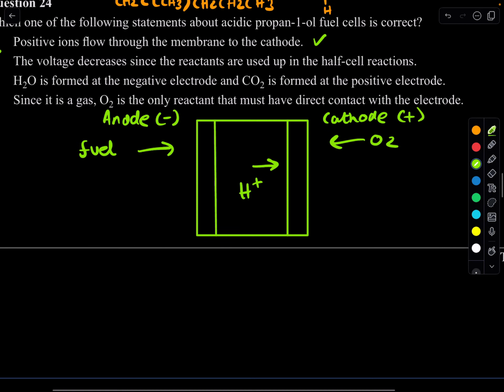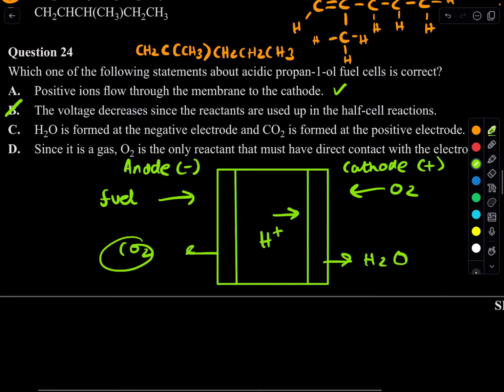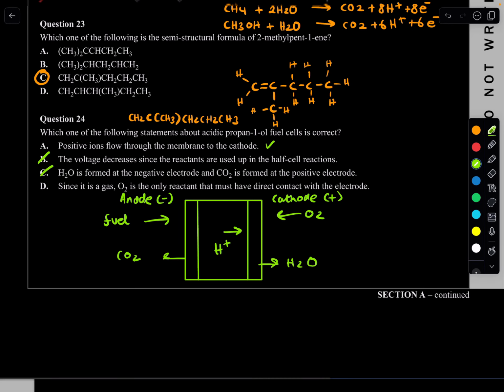Think about it. If our fuel is at the anode, we release CO2 at the anode normally. And at the cathode, we normally release H2O. Because remember, if you have a carbon fuel, the carbon comes out as CO2. So H2O is formed at the negative? Nope, it's formed at the positive cathode. Next, since it is a gas, O2 is the only reactant that must have direct contact with the electrode. Nope, rubbish. Both reactants have contact with the electrodes, not just one. I don't know what that means. That's just stupid. So choose A.